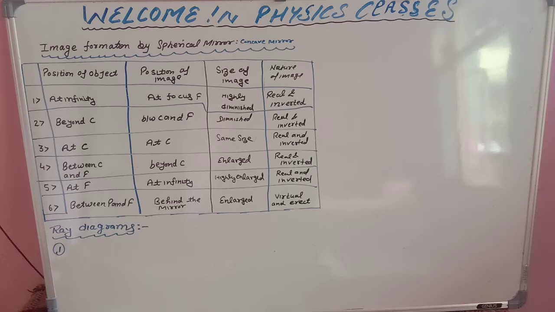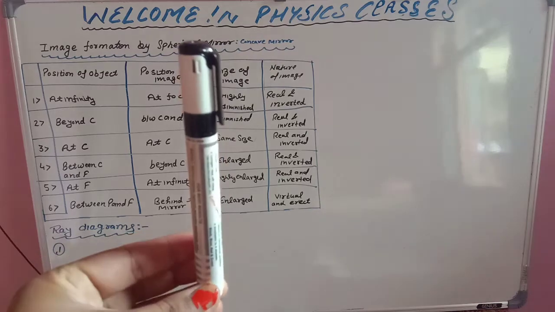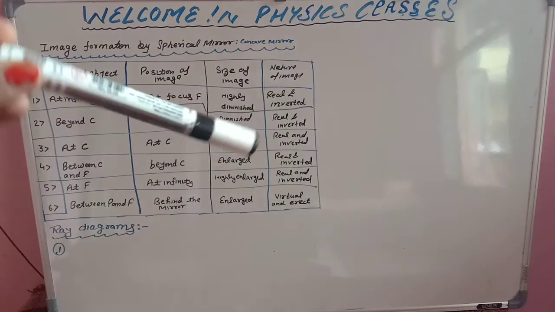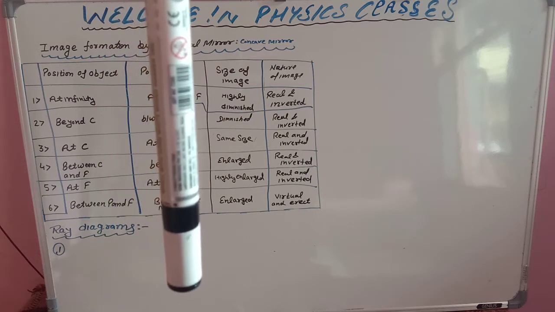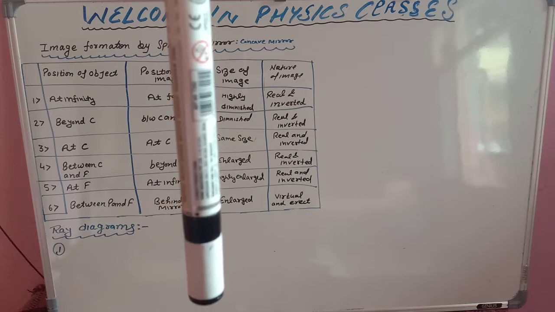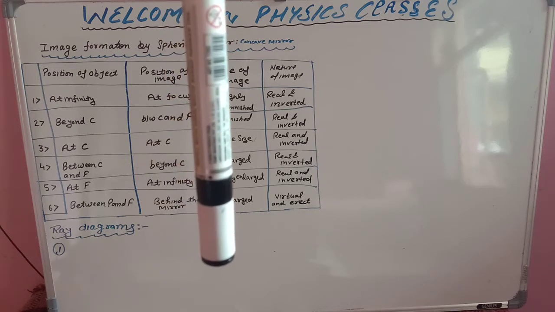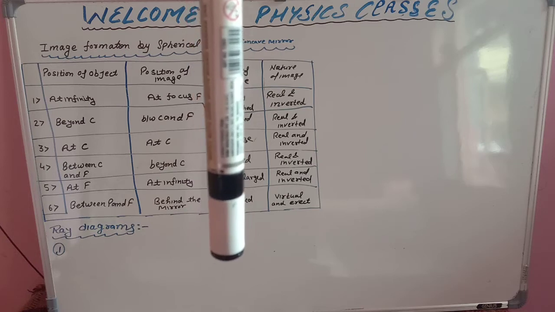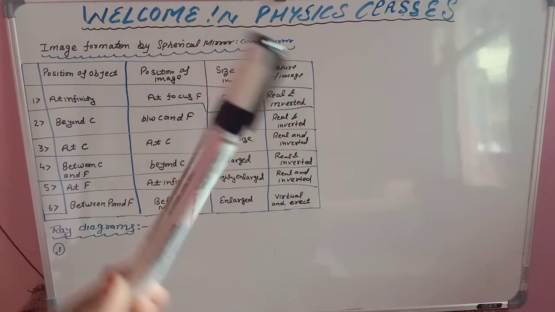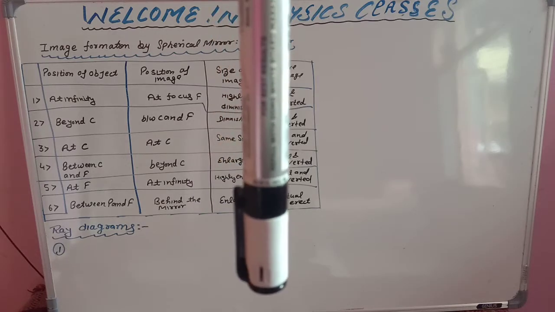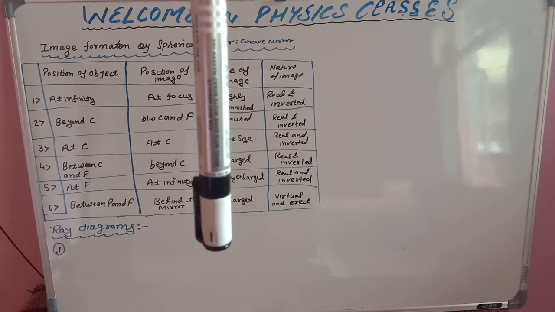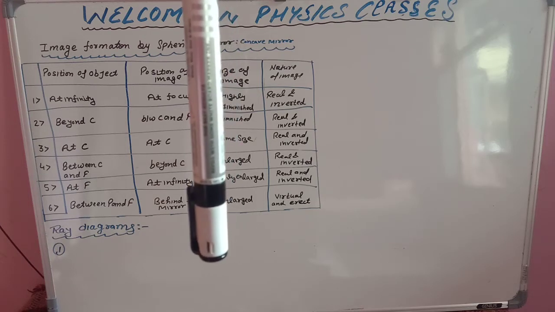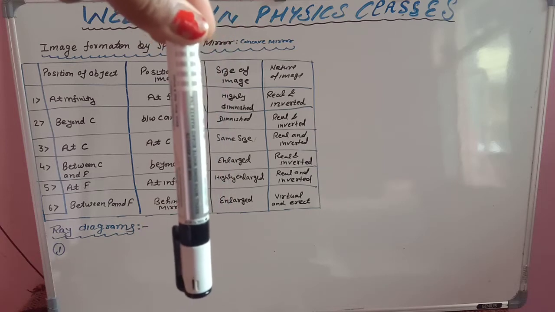What is the meaning of real and inverted? Students, if this is your object, you can see this marker, then inverted means this is its image which is inverted. Okay, and real means the marker is there and you can see the same marker here, that means the image is real, but it is inverted. So if this is your object, this is your image, then we call it real and inverted. So I hope you understood what inverted means, upside down. Real means it is same.